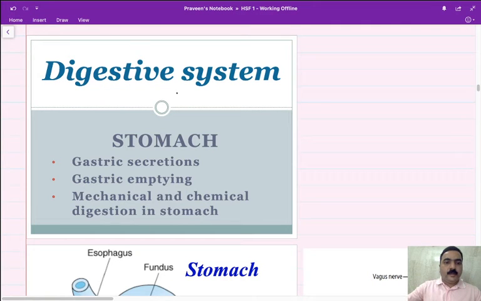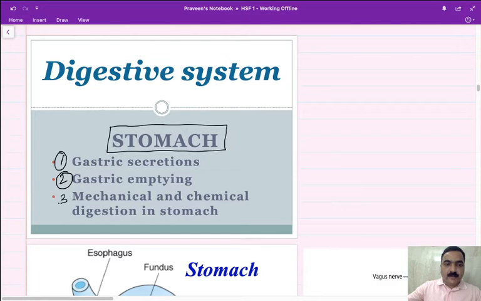Okay, today in the digestive system, in this video, we will study the stomach. In the physiology of the stomach, we first have to see the secretions of the stomach, the movements of the stomach, the digestive activities that take place in the stomach, and the regulations of all of them. As always, the regulation is very important.